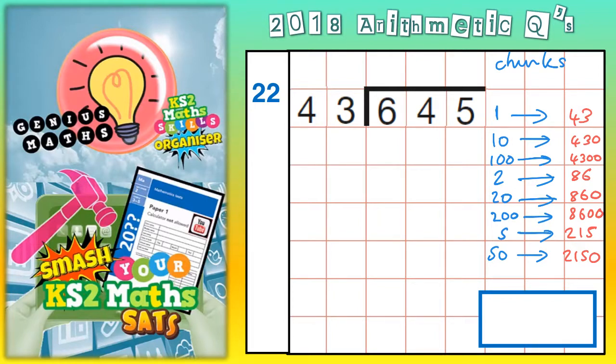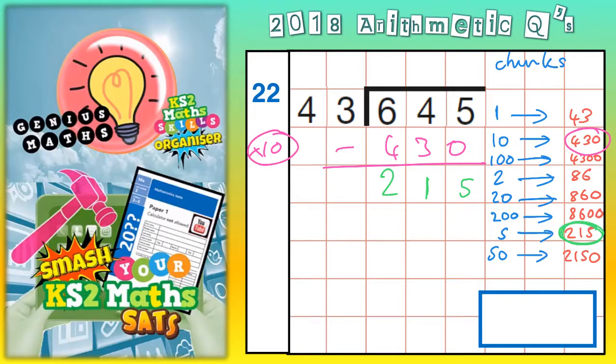So what is the biggest number we can subtract from 645? It's looking like this 430. So let's take away 430 first, and that's a chunk of 10. Let's just write our chunks at the side. So take away 430, see what that gets us. 5 take 0 is 5, 4 take 3 is 1, and 6 take 4 is 2. So we're down to 215.